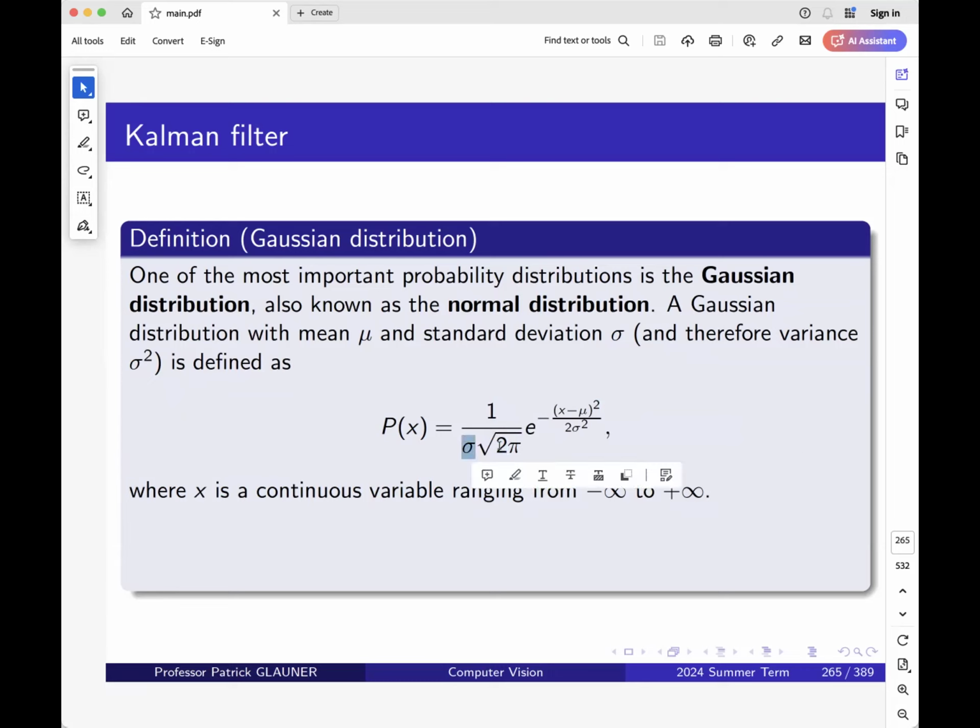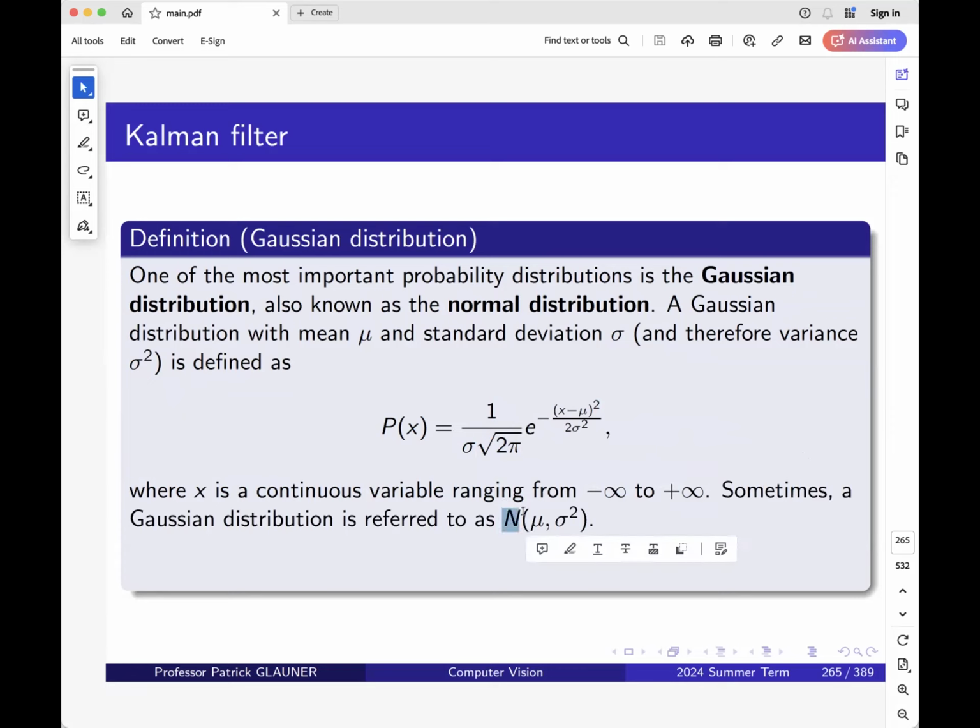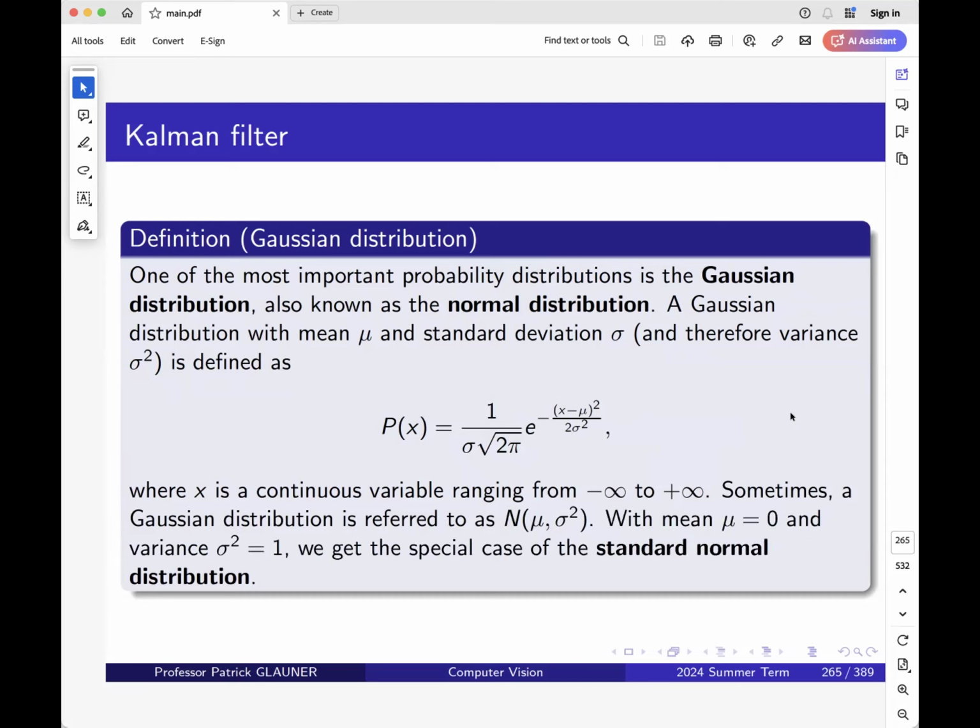Sometimes you see that the sigma is just put in here, so it's 2 times pi sigma squared, and then you take the square root just the same. So you have a sigma squared in the square root, or you move the sigma out of the square root. Sometimes the Gaussian distribution is referred to as N for normal distribution with the two parameters mu and sigma squared.